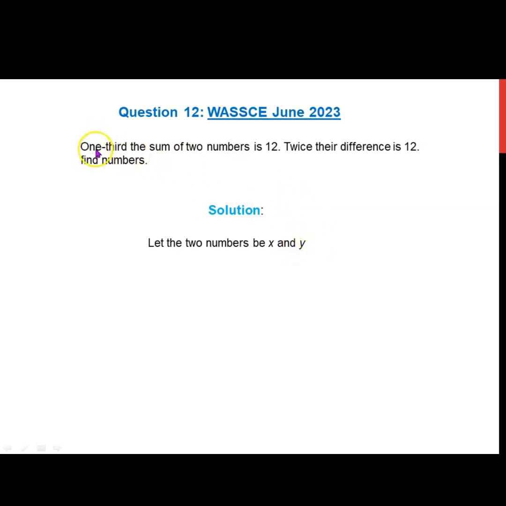Now you see, one third the sum of two numbers is 12. One third of it, one third of x and y. And they say the sum of the two numbers. We said let the two numbers be x and y, so their sum is x plus y. That is the sum. The sum of the two numbers is 12.